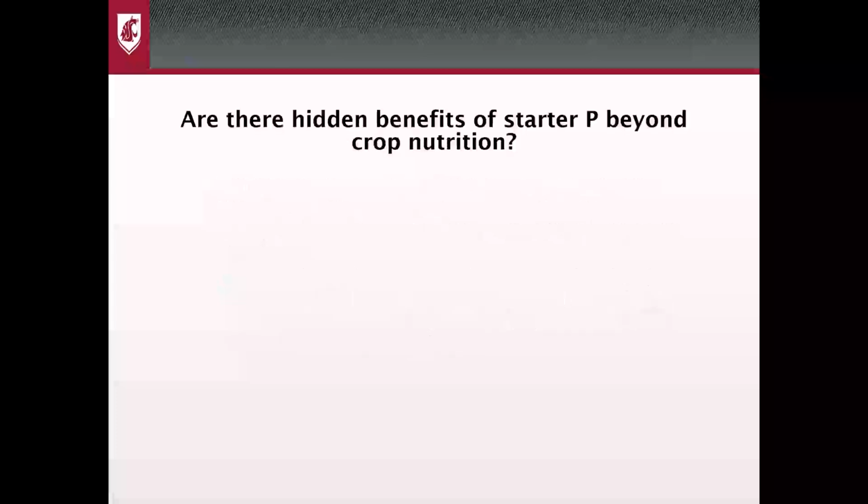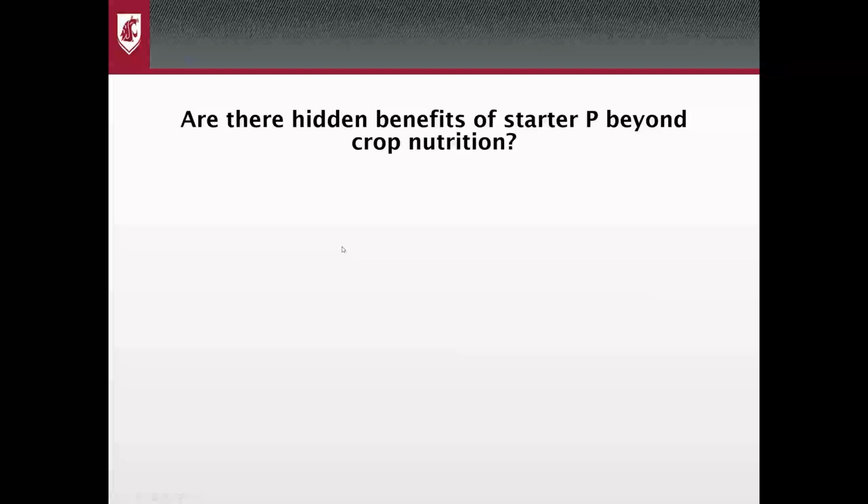And then in the last few minutes here, I want to circle back around to my second question. And this is sort of a flip of the issue of phosphorus availability being controlled or reduced by iron and aluminum. I want to ask the question, are there hidden benefits of the use of phosphorus beyond crop nutrition and in particular in our now recently acidified soils?